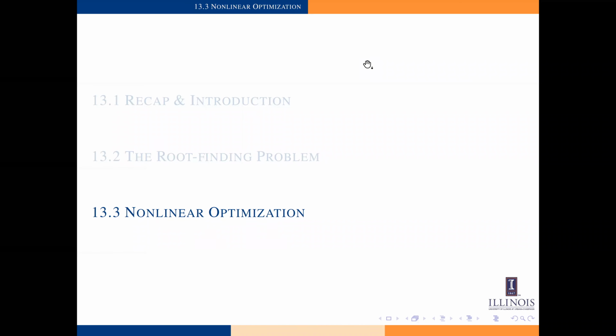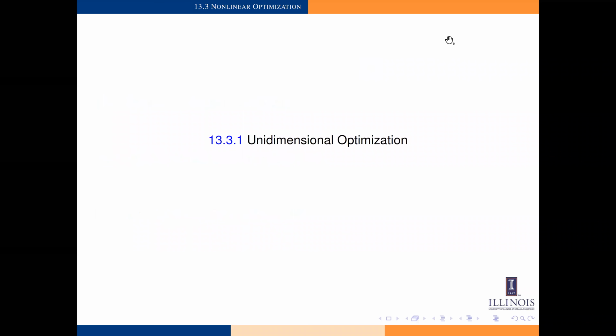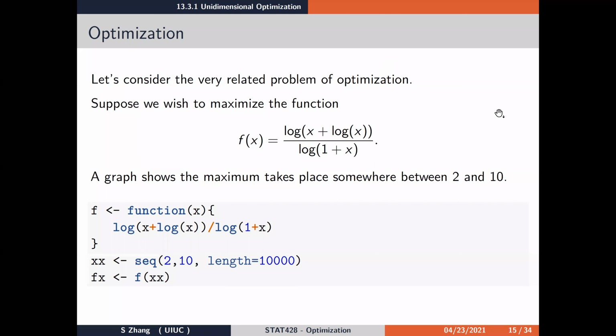So let's now move from root finding to nonlinear optimization. We will discuss the unidimensional optimization case here, where we have a univariate variable and want to see at which value of x the function is maximized. And then we'll move on to discuss the multidimensional cases. The optimization problem is very related to the root finding problem.